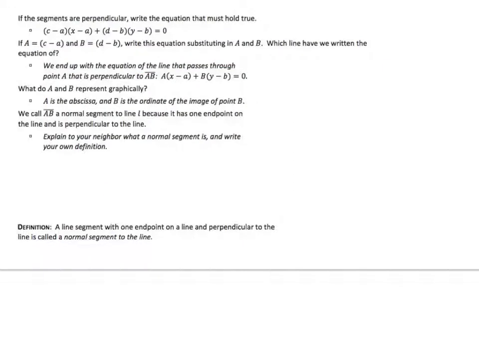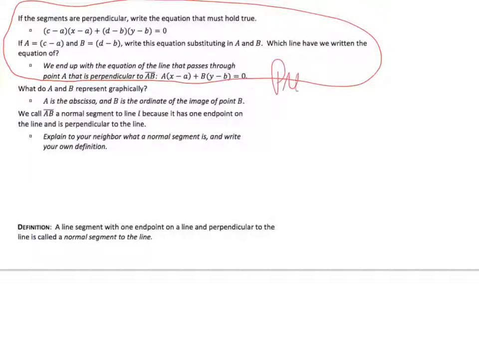All right, we just finished up to this point. So what do A and B represent graphically? A is called the abscissa. It's a new word, isn't it? And B is the ordinate of the image of point B. Very high level. Okay? Here's where we get into a new vocabulary word, though.